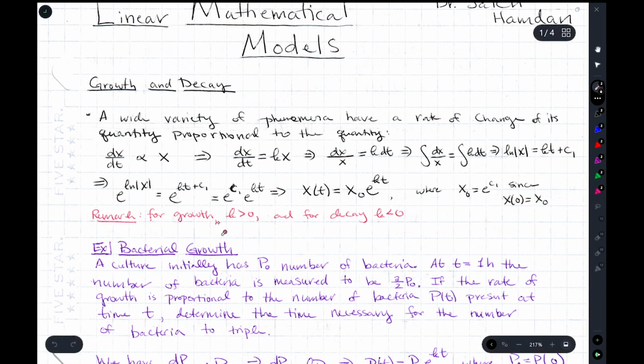Something to note here is for growth, we have that k is positive. Okay, so we don't make an assumption about k being either positive or negative while we're solving this. But if k is strictly greater than 0, then you're going to get exponential growth. For example, for bacterial growth, this would be helpful. And when k is less than 0, you're going to get exponential decay. So that's, for example, in radioactivity, which follows this exponential decay law.